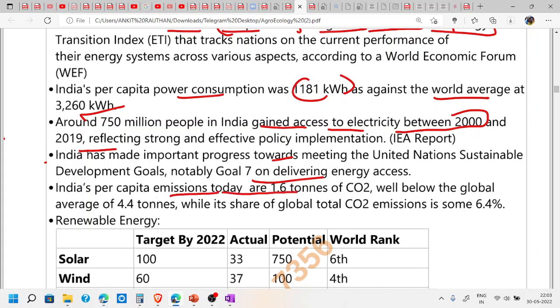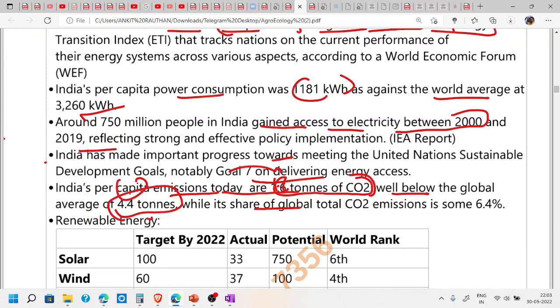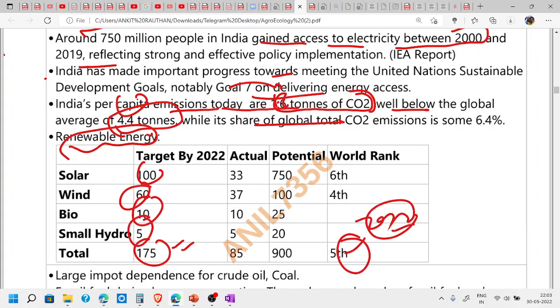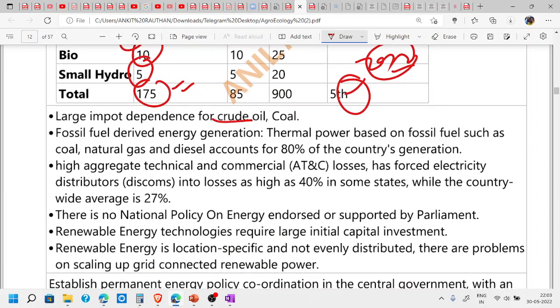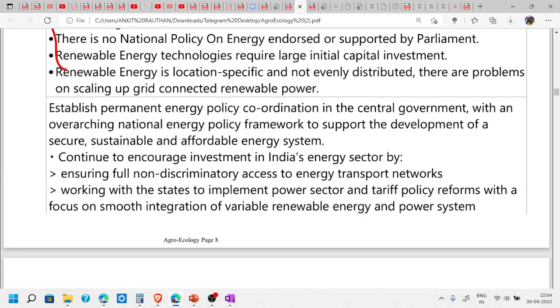India's per capita emissions today are 1.6 tons of CO2. So every individual is generating 1.6 tons of CO2. The global average is 4.4. Renewable energy share is 100, wind 60, 30, with a 175 target for 2022. World rank is 5th. Largely dependent upon crude oil, coal. These are very generic topics. We don't have to study it in detail.